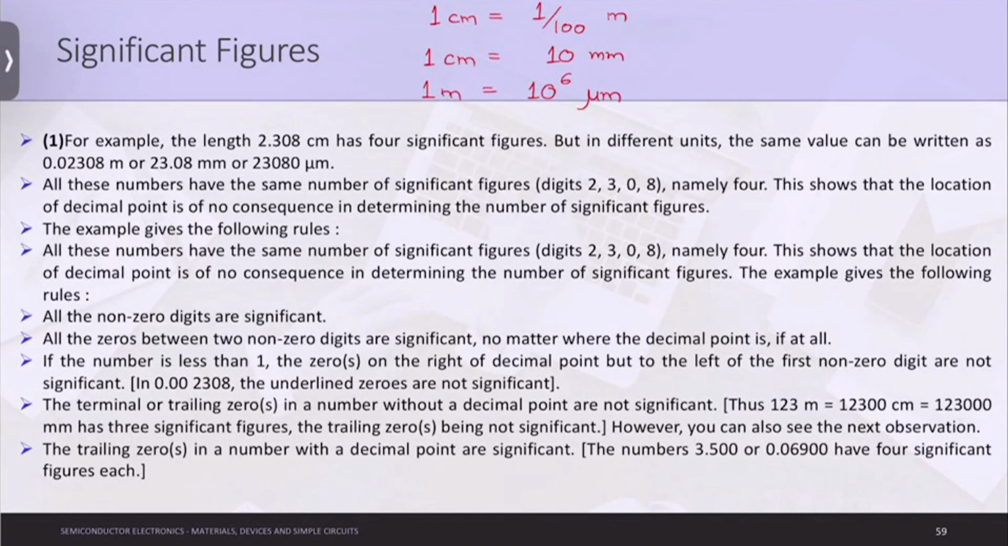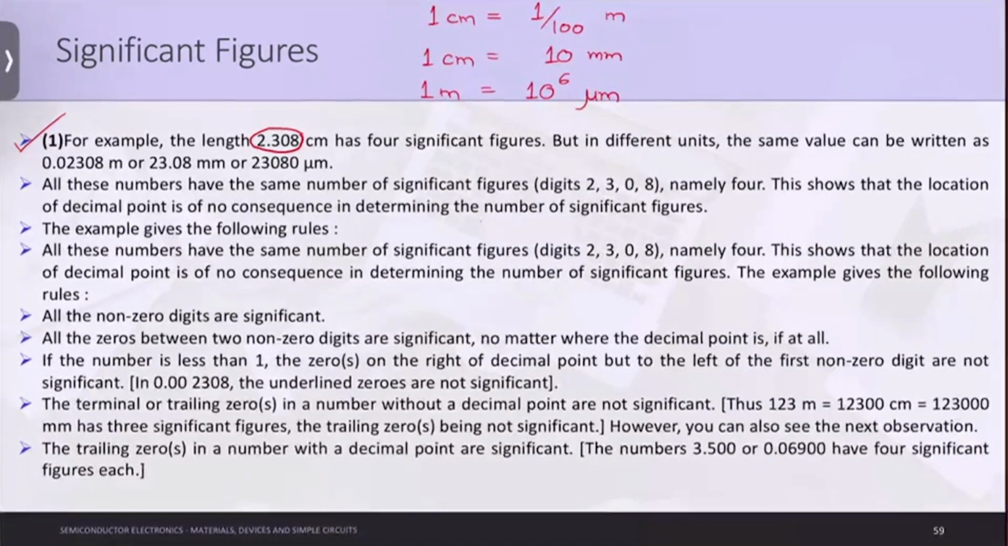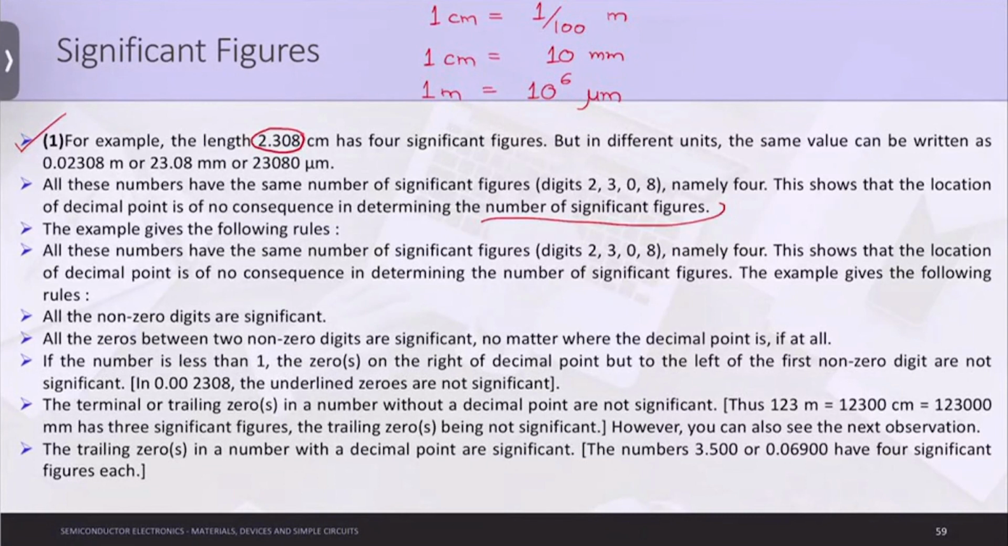Let's move on. All these numbers have the same number of significant figures, the digits 2, 3, 0, 8, namely 4. As you can see, these are the only 4 digits which are significant. This shows that the location of the decimal point is of no consequence in determining the number of significant figures. You should just remember that if it is given that there are 4 significant figures, just start from the leftmost position, from the first number, and all those digits will always be significant.